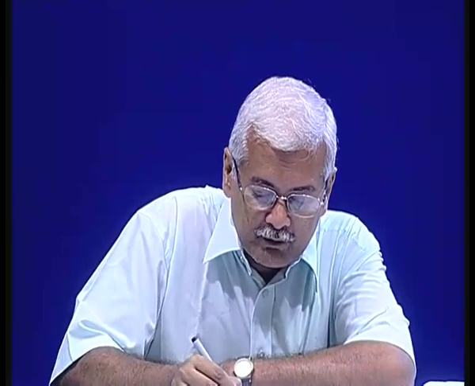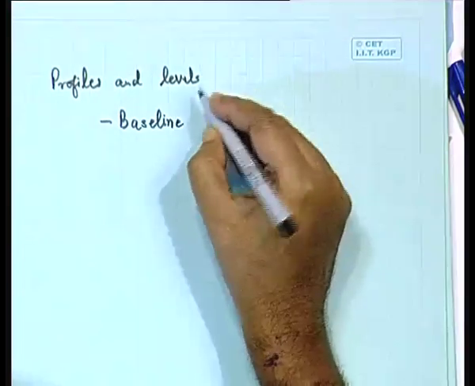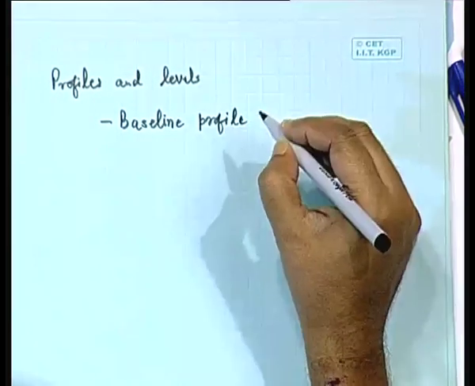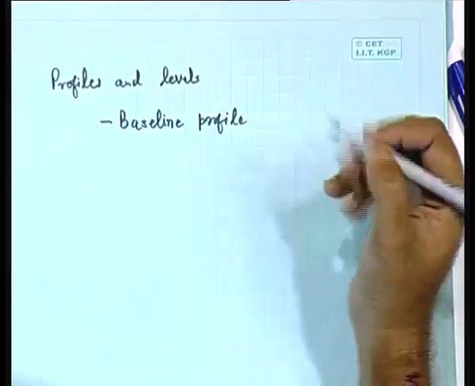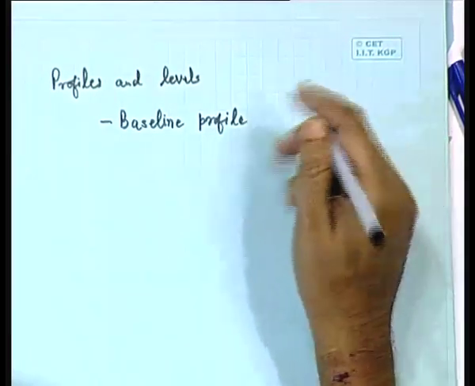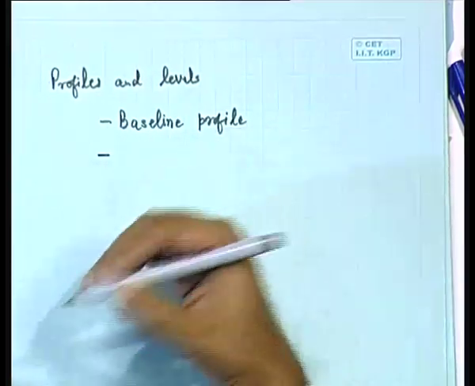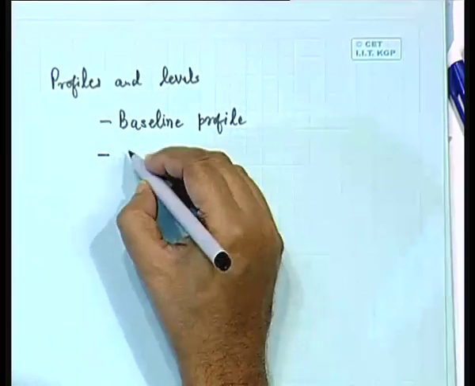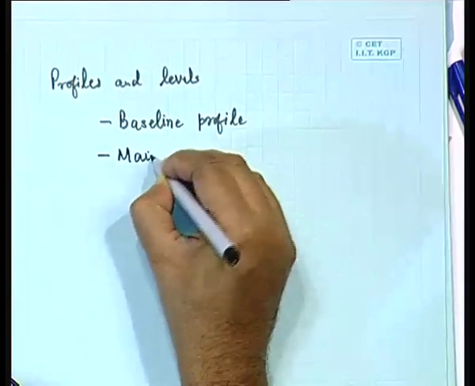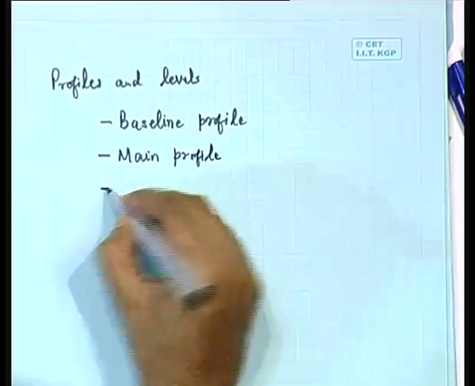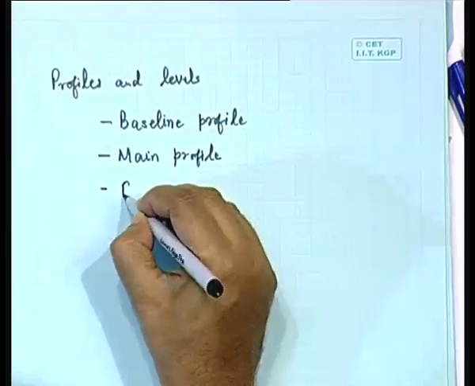The fundamental one is what is referred to as the baseline profile. In fact, this is the simplest version of H.264. Further to the baseline profile, a little more involved and advanced is the main profile, and even more advanced is the extended profile.